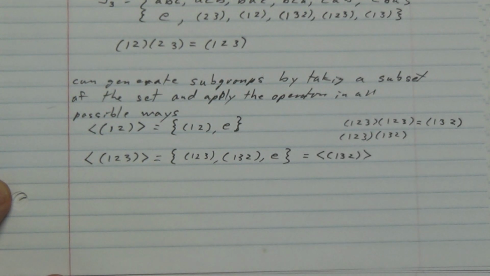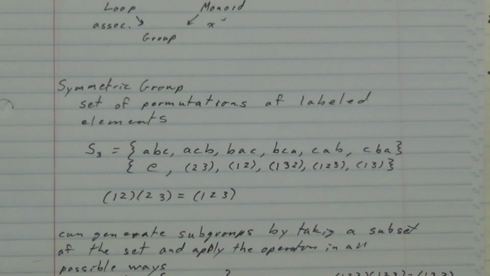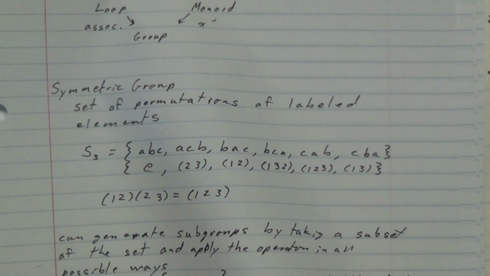Okay? So that's one class of groups, symmetric groups. Another class of groups are the dihedral groups.